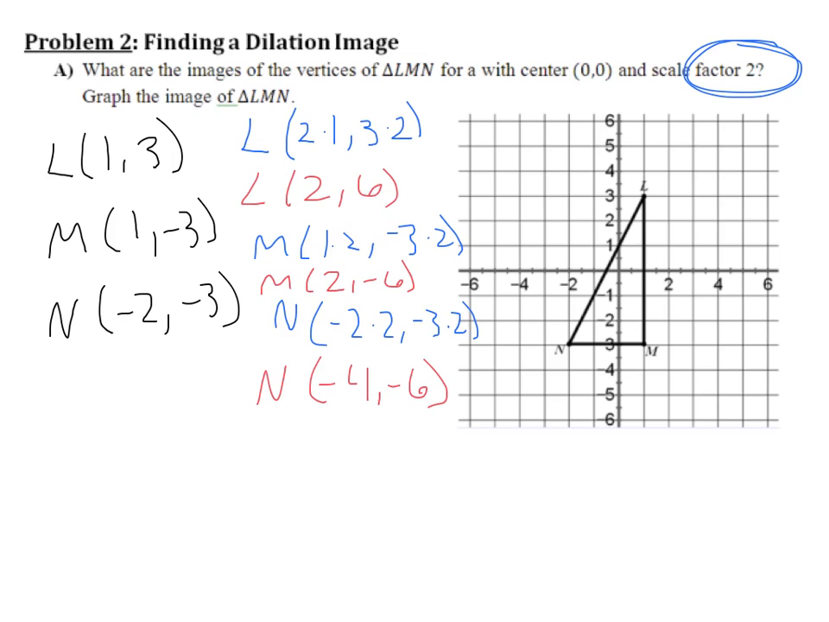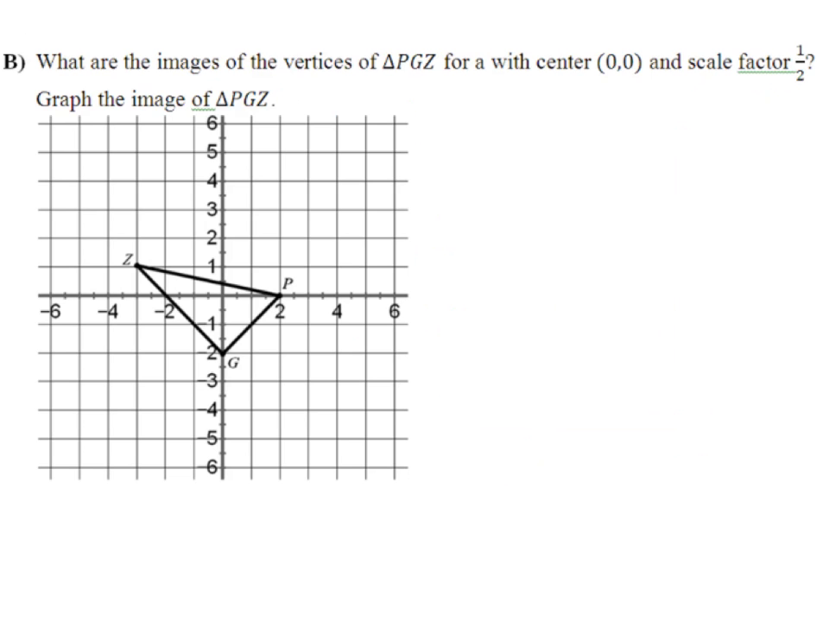And plot those points. Once you plot the points, make sure you are labeling them. They need to say the letter prime, so the little mark on the top. And then connect the points. You must actually connect the points together so I can see the new image. And it should be larger because your scale factor is larger.